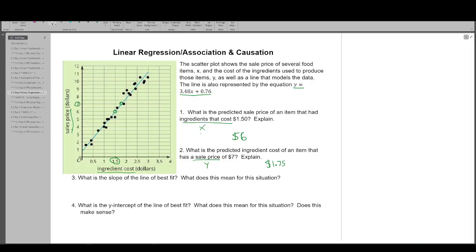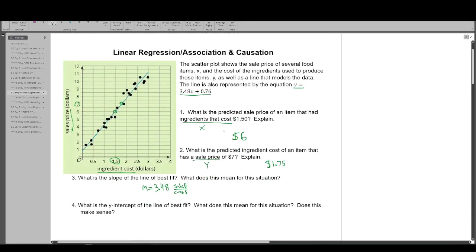The slope of the line is given to us as m equals 3.48. We could say that that is sale dollars versus cost dollars. What does it represent? It's telling us basically the multiplier of how much you spend on the ingredients, what you multiply it by to see how much you're selling it for. So for every dollar that you spend on ingredients, you're selling it for about $3.50, or 3.5 times as much.